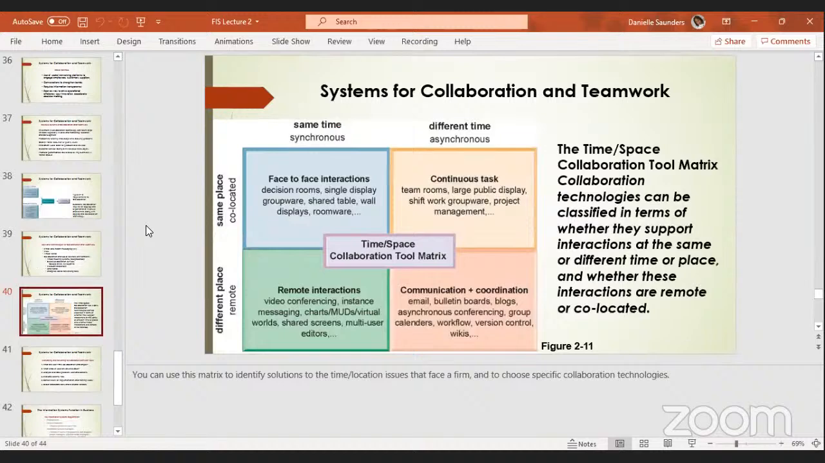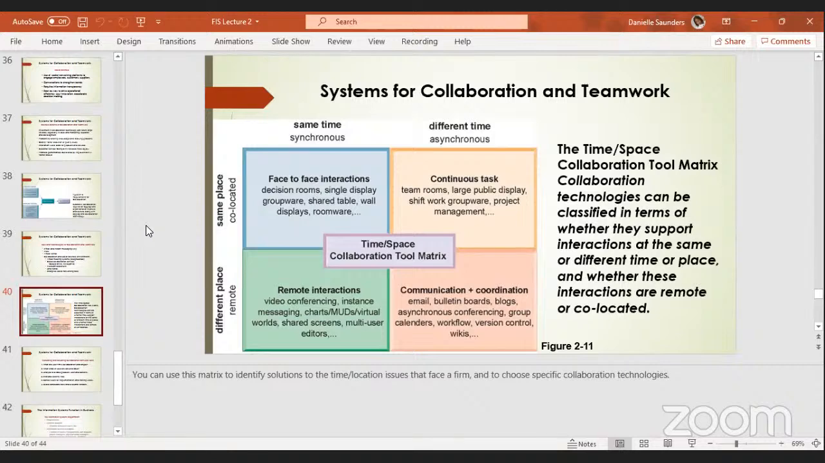So there are different types of information systems depending on what we're talking about, based on either time or space. We have same time, same place: decision room, single display, groupware, etc., which is same time, same place for in person.